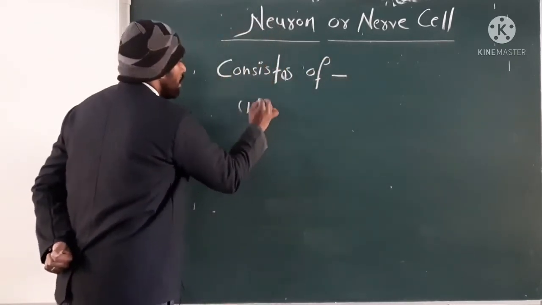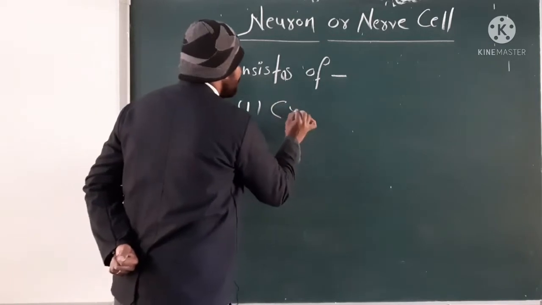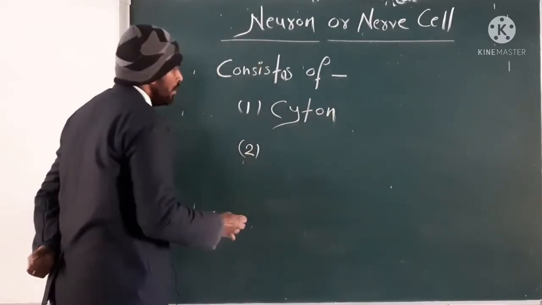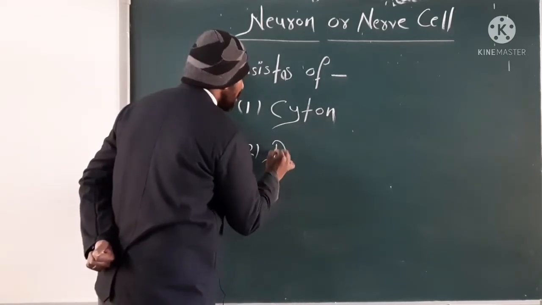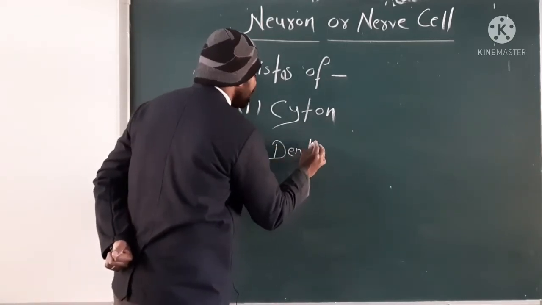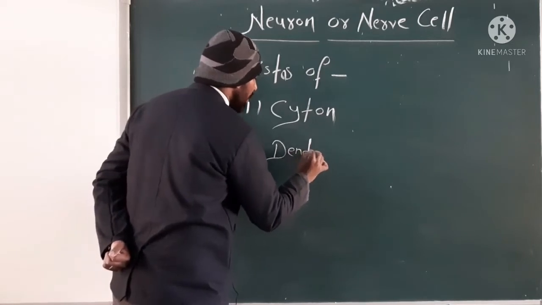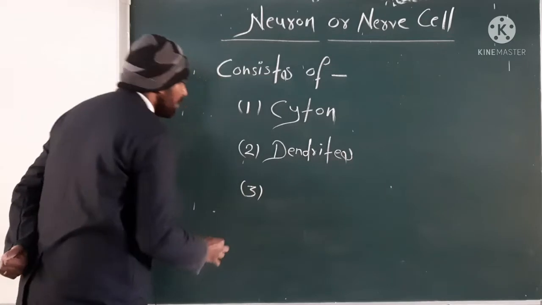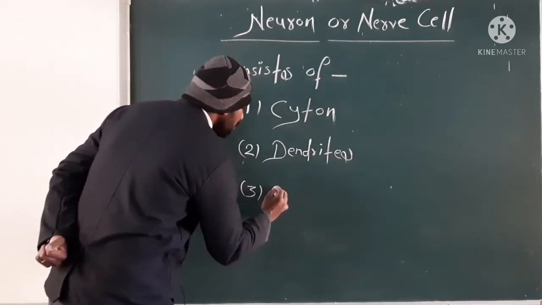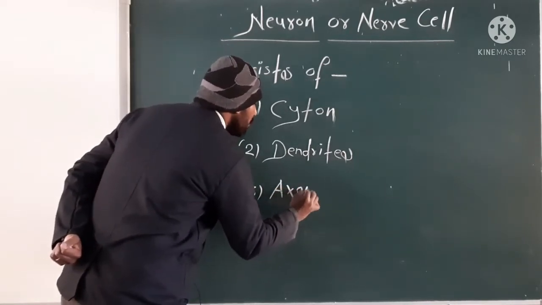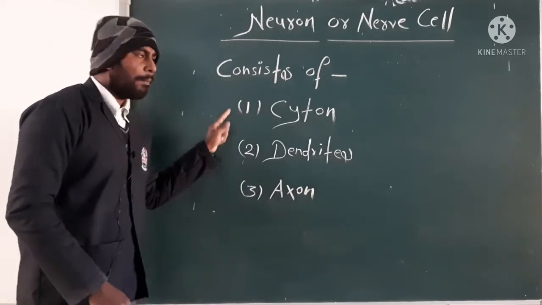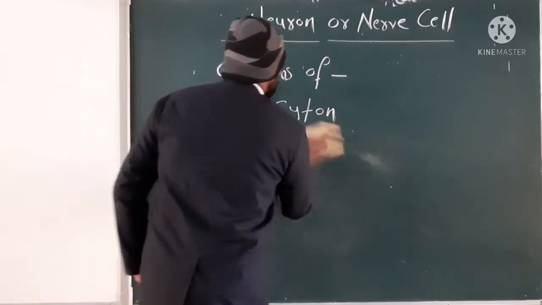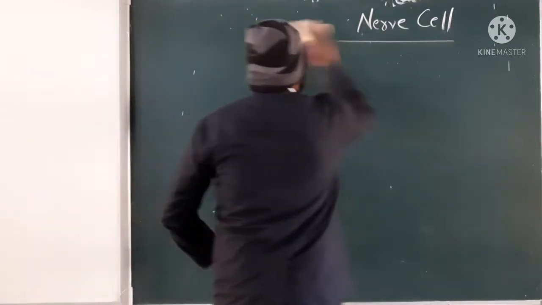The first, the main body of neuron, which is called cyton. The second, dendrites. Dendron and dendrites, but the NCERT talks about only dendrites. So we are writing here dendrites. And the third one, beta, is axon. So these three components make up the body of neuron. Now let's talk about the structure of neuron.